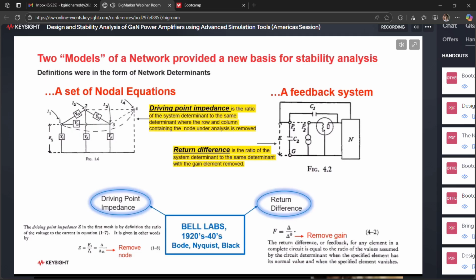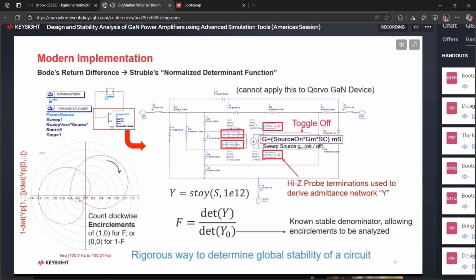And if you know anything about instability, it arises from a combination of gain and feedback. So essentially what Bode was doing here was guaranteeing that the denominator was stable in this circuit, and that allowed him to know for sure that the results from this, if he was looking at encirclements for this, would indicate the unstable plane, the right half plane poles, which is really what he was looking for.